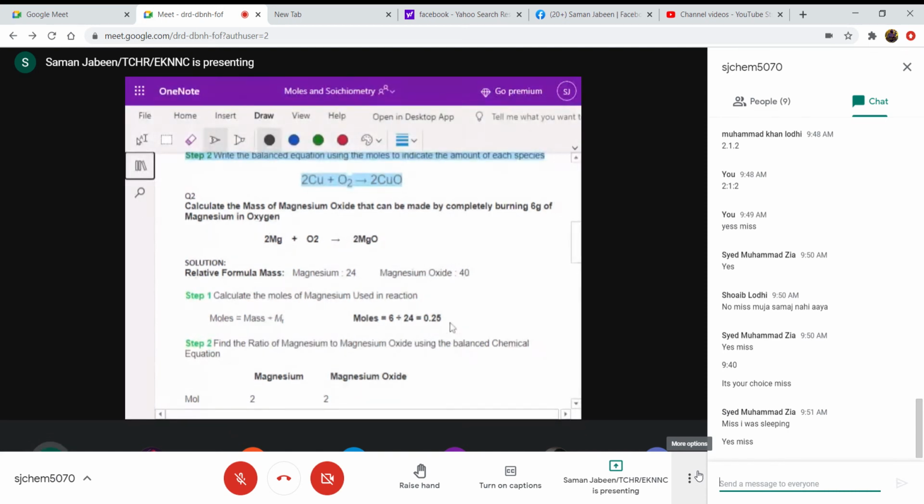Okay, now this is another question. Everyone should participate. Calculate the mass of magnesium oxide that can be made by completely burning 6 grams of magnesium in oxygen. Write this question and this equation, then we will do the solution of it. Please write down this question in your copies.